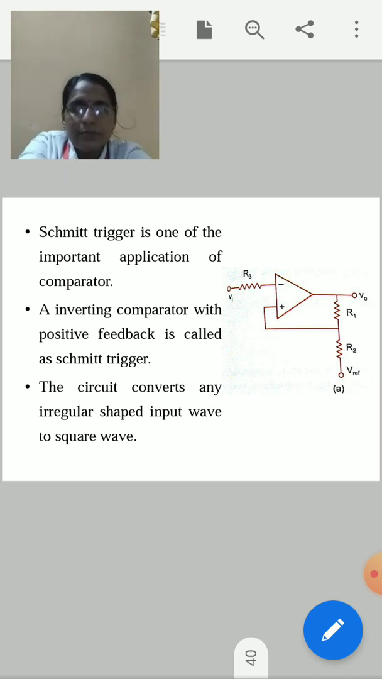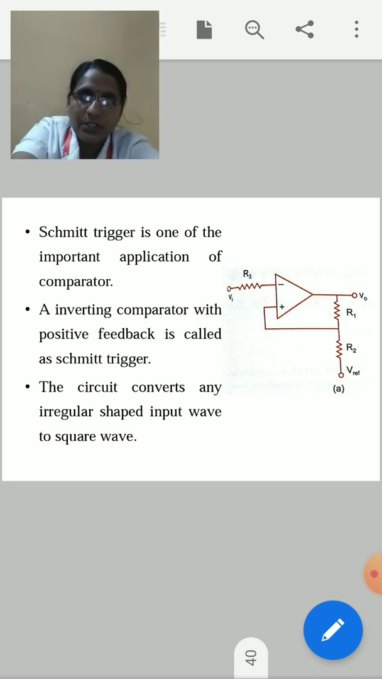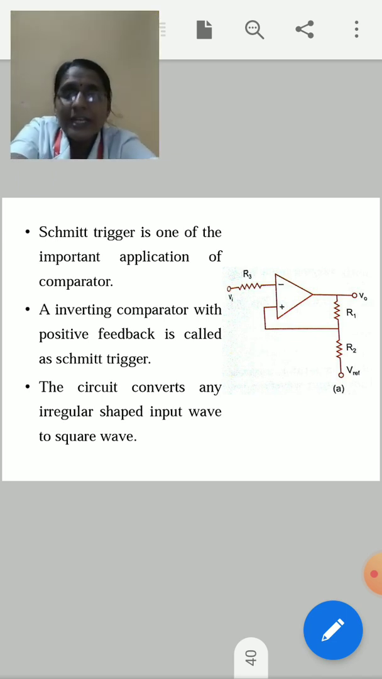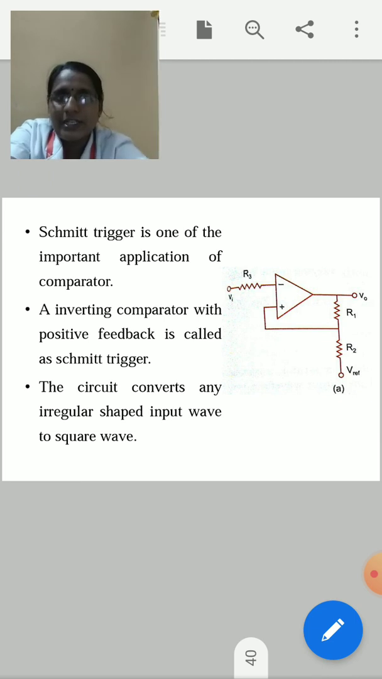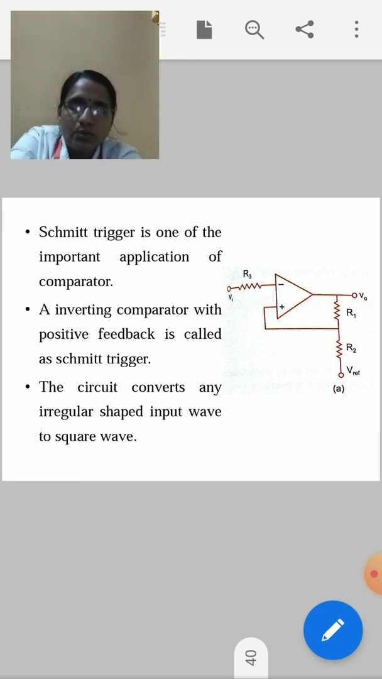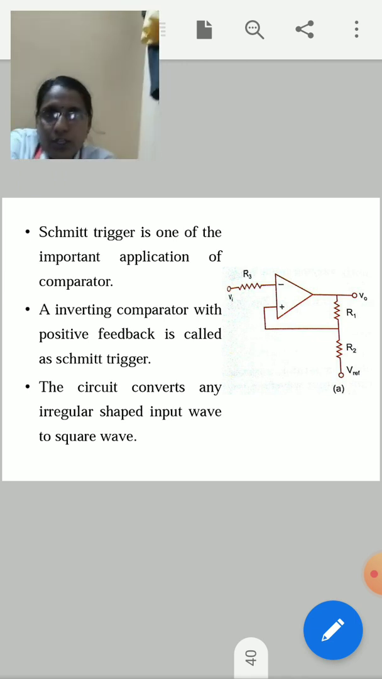So Vin becomes more negative than minus V reference. The output gets positive saturation at plus V saturation level. The output voltage is always at plus V saturation or minus V saturation. But the voltage at which it changes its state can now be controlled by the resistances R1 and R2. Thus, V reference can be obtained as per the requirements.